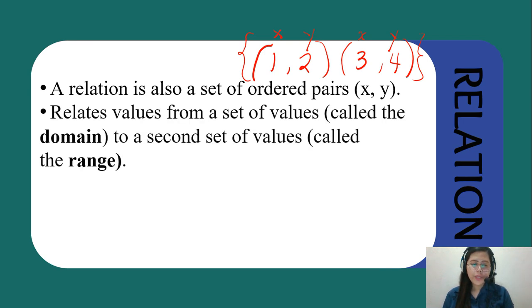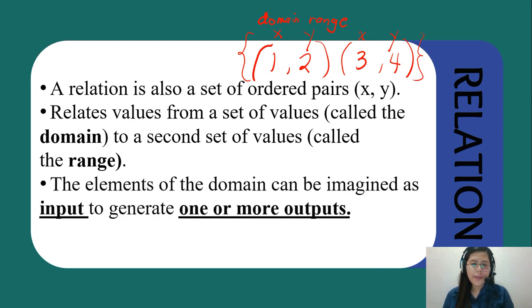Okay, next. A relation relates values from a set of values called the domain to a second set of values called the range. So it means that your ordered pair x is also your domain, and your y is also your range. Ibig sabihin po, itong si x, yan din yung domain, and then si y, yan ang range.